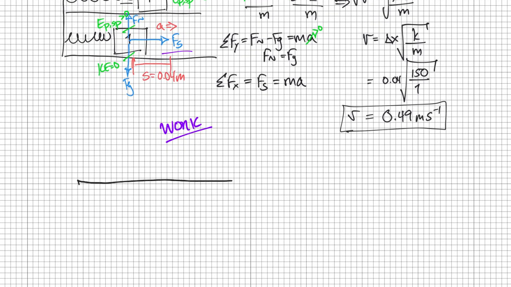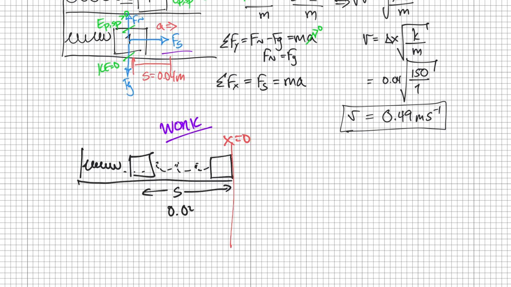So here's my spring, here's my starting position, and then it's going to push it until it reaches here, we'll say. And so that's my equilibrium position right here. So this is x equals 0. And then again, this has a displacement of 0.04.